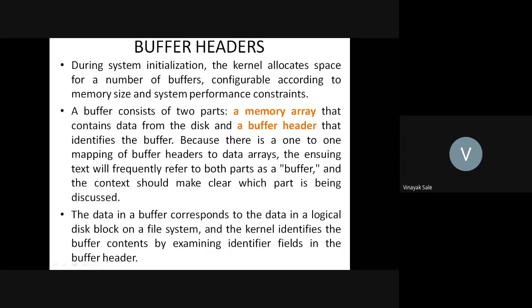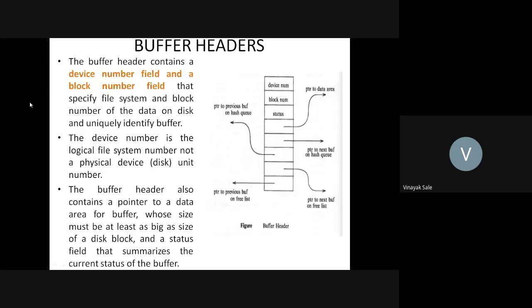Then what is the buffer header? It has a total of 8 parts. See in this figure. The first 3 parts are the device number, then the block number, and then the status of that buffer, whether it is free or busy.